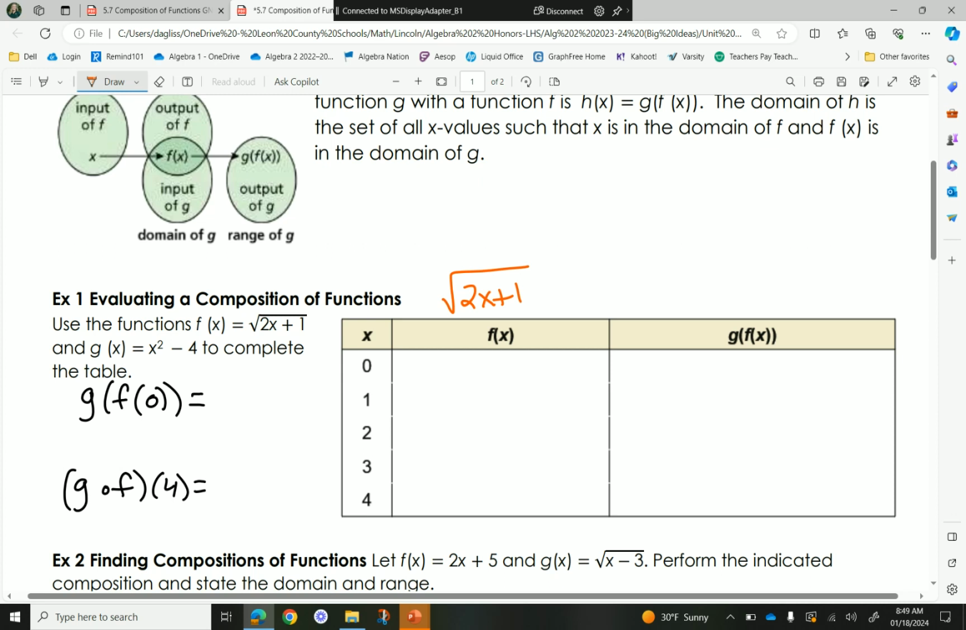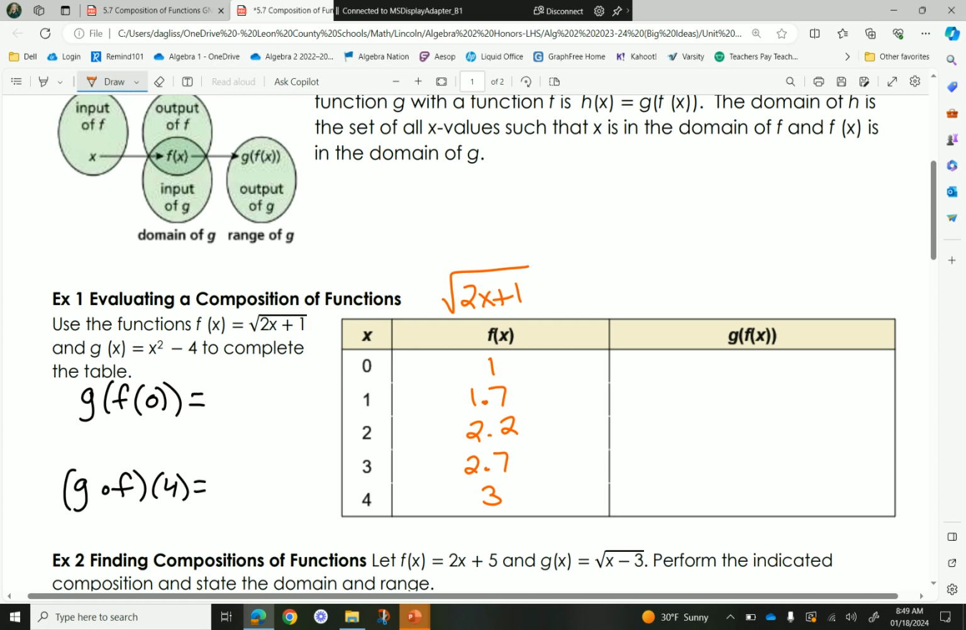And it shows me that an input of 0 will have an output of 1. An input of 1 will have an output of about 1.7. If I plug in 2, I'm going to get about 2.2 out of there. If I plug in 3, we get about 2.7. And if I plug in 4, I get 3. Okay, so that's evaluating for just f of x. We got that. We did that already. Old news.